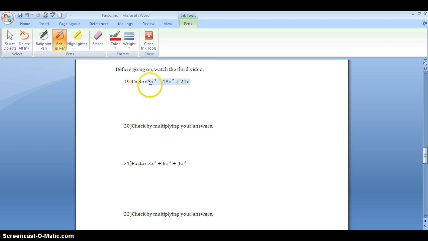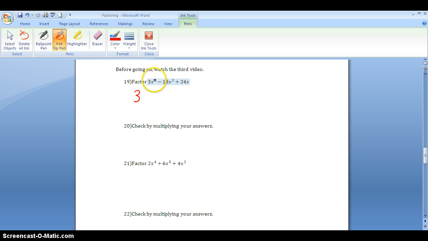This kind of factoring, the first thing we're going to look for is to see if there is a common factor in every single one of these terms. In other words, what goes into every single one of these terms here? Well, let's see, we've got a 3 and minus 18 and a plus 24. 3 goes into all of those. Those are all divisible by 3. So I know that a 3 is a common factor for all three of these.